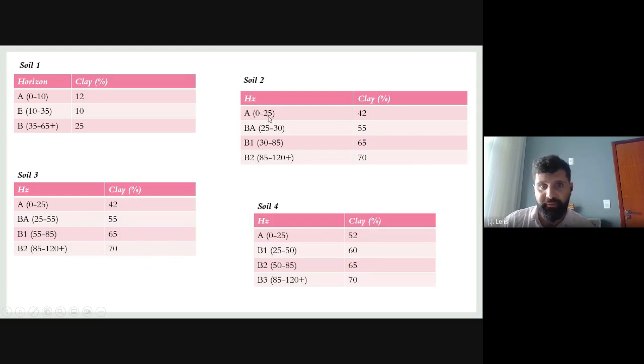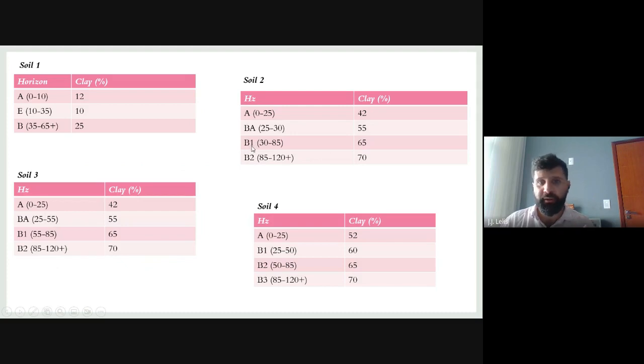The A horizon ends at 25, and the B2 only starts at 85. So we have 16 centimeters of distance between them. That's higher than 15, so we shouldn't compare the B2 and A. Okay, let's see the B1.